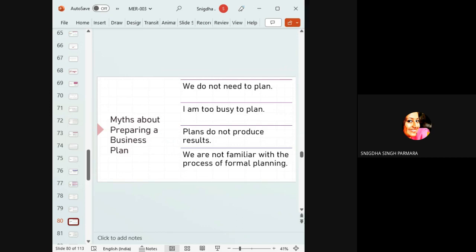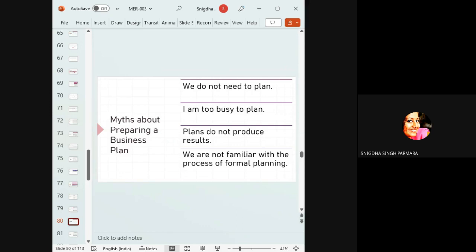I'm too busy to plan. No, there are such outsourcing units existing today, where you can outsource them to plan the business for you. Pay them, give them the consultancy fees, and they will plan it for you. So this is what means the most for an entrepreneur. So you cannot just skip this up. Plans do not produce results.